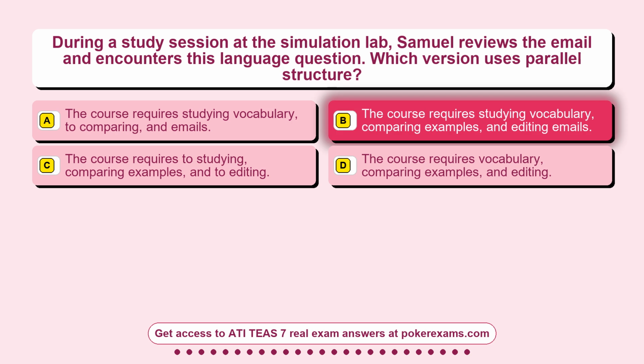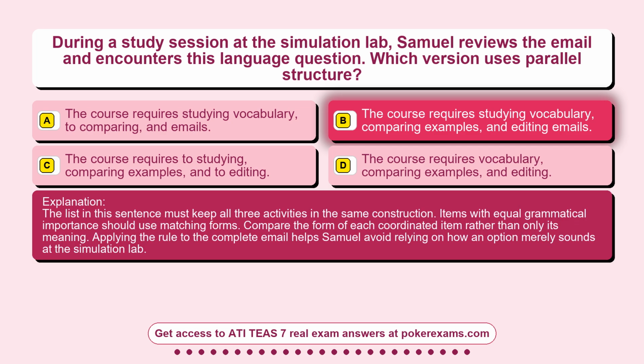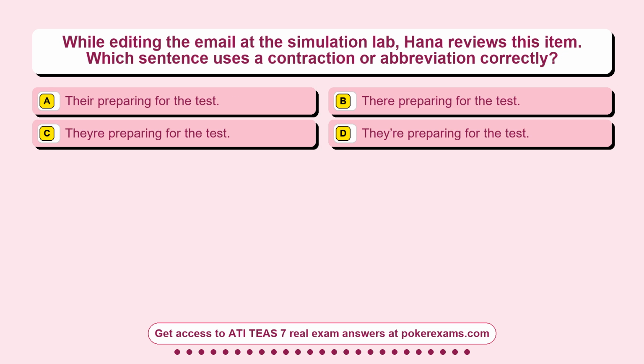The correct answer is option B. The course requires studying vocabulary, comparing examples, and editing emails. The list in this sentence must keep all three activities in the same construction. Items with equal grammatical importance should use matching forms. Compare the form of each coordinated item rather than only its meaning. Applying the rule to the complete email helps Samuel avoid relying on how an option merely sounds at the simulation lab.